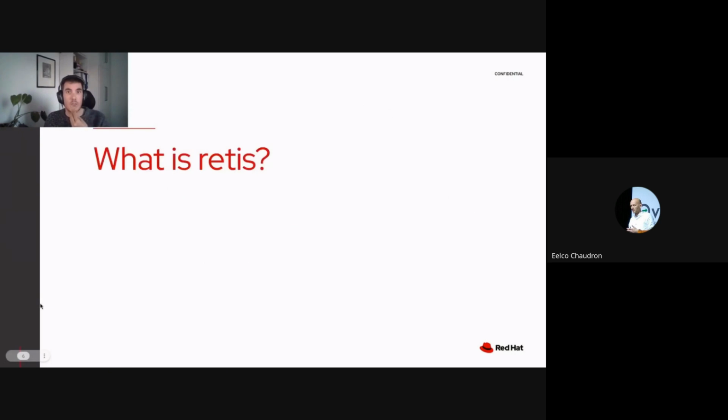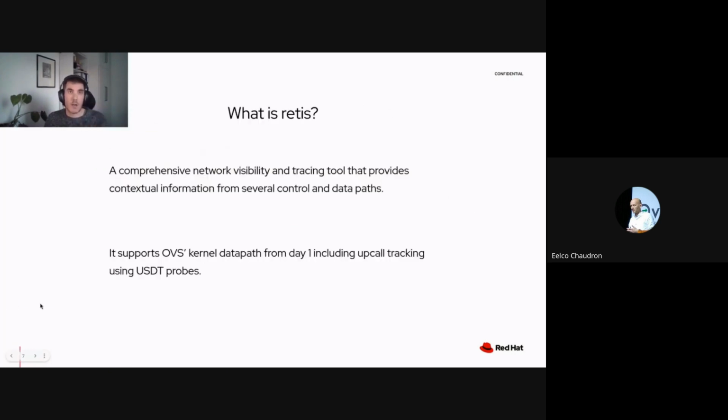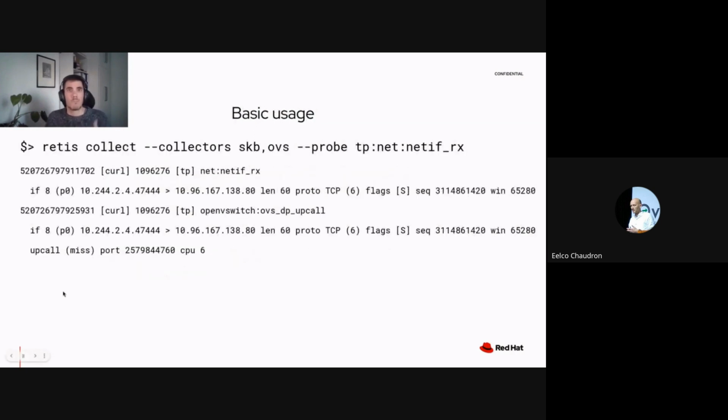Now, with this context, we have developed Retis. Retis is a network visibility and tracing tool that provides contextual information from several areas of the kernel. And it supports OVS kernel datapath from day one, including upcall tracking, which is what we're going to be talking about today. What is Retis? How to understand it? Well, let's look at an example. This is a command and its output.